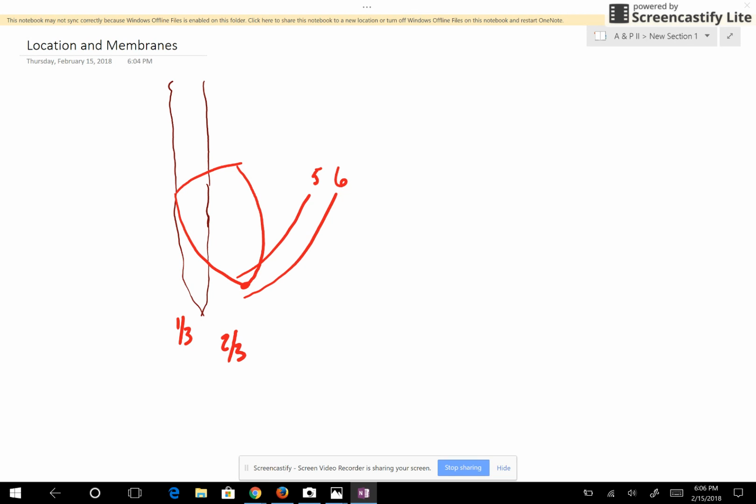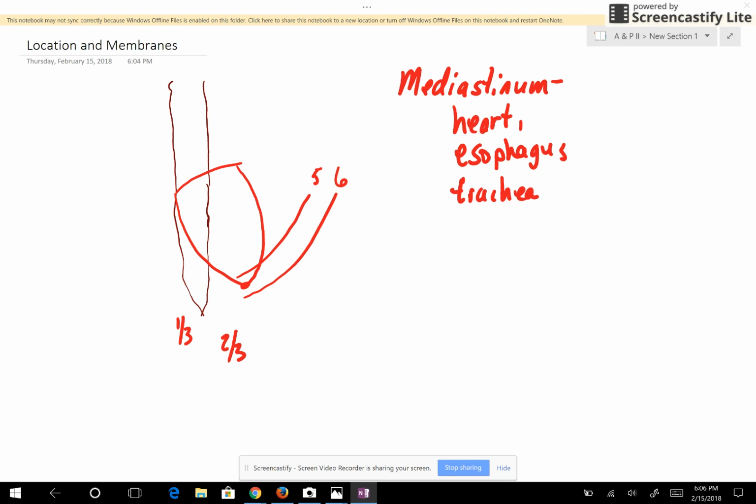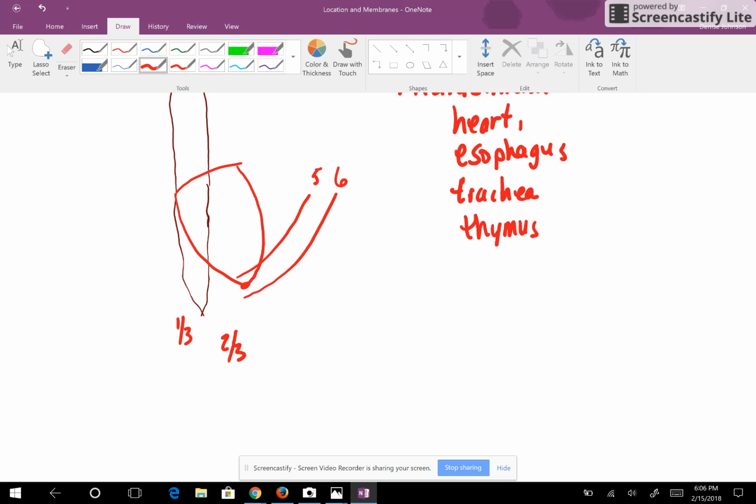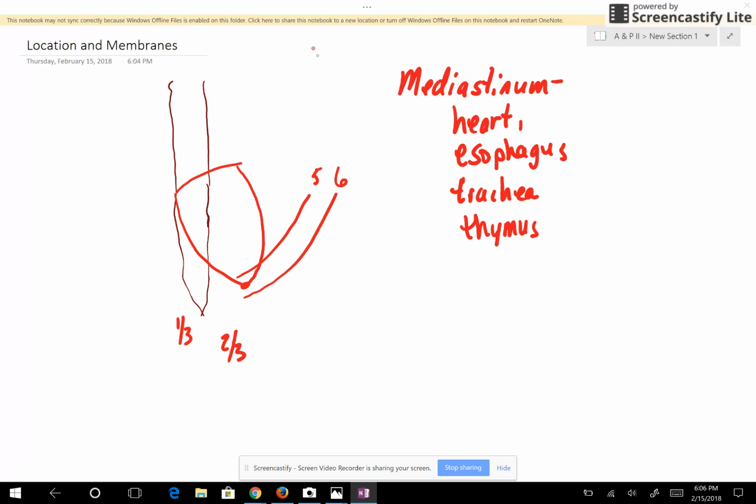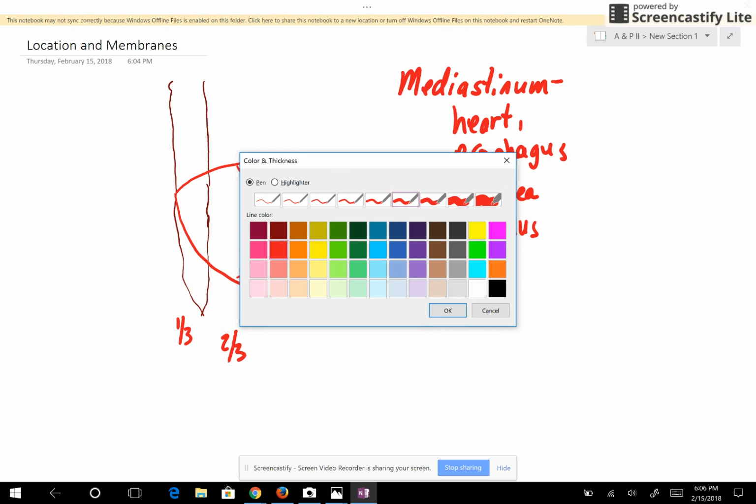The heart is also in a space called the mediastinum. The mediastinum is going to have the heart, the esophagus, as the esophagus goes from the throat down to the stomach, the trachea, as the trachea goes from the throat down to the lungs, and it also has the thymus gland. Okay. The mediastinum is not considered an actual cavity, but we do want to look at the heart because it does have a cavity associated with it called the pericardial cavity.